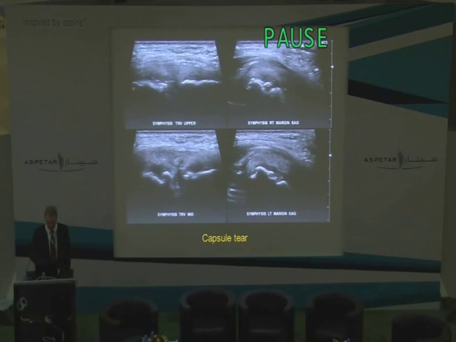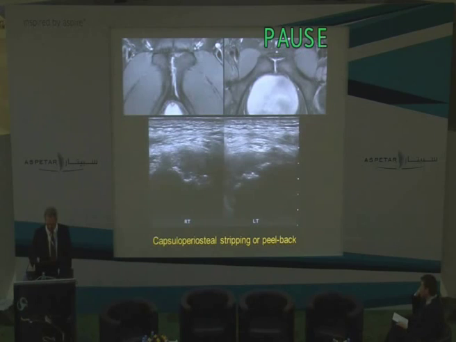When we see these lines that come out of the joint space, or communicate with the joint space, but run in intimate association with the anterior surface of the pubic bone, these are again tears, but they are involving the capsule. They are capsuloperiosteal stripping injuries, or peelback type tears. And in my mind, mechanically, they infer an episode of subluxation, mild subluxation, or a macro event, either way.